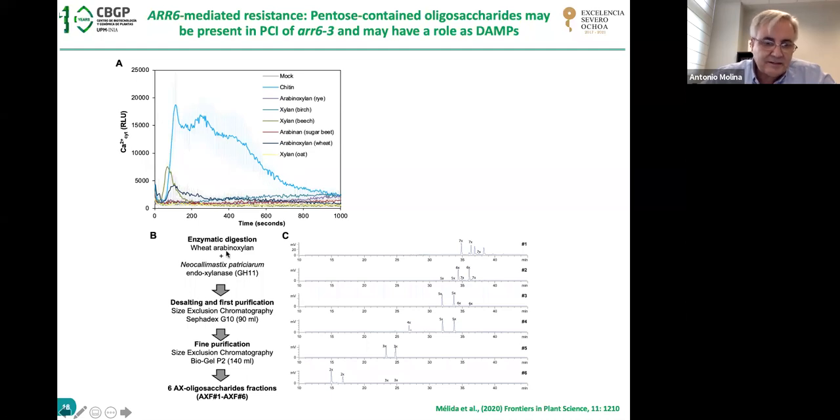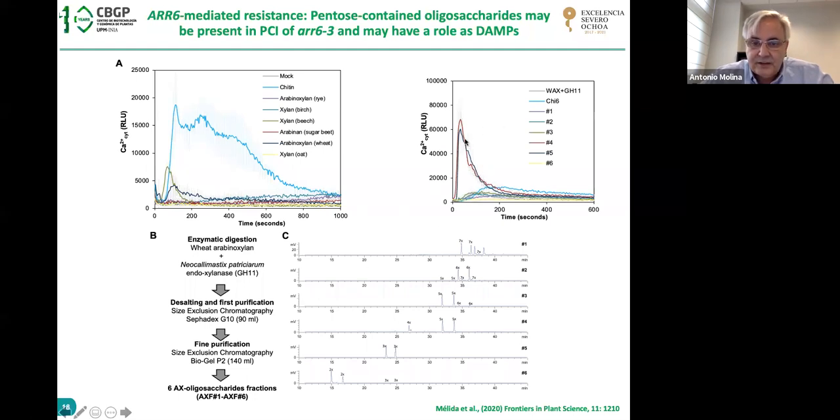Since these are very complex structures, we digested the active structure, and after this digestion we obtained different fractions. Interestingly, some of these fractions, number 4 and 5, were highly active in triggering this calcium burst. We determined by mass spectrometry the composition of these fractions, and you can see here that they mainly contain oligosaccharides of a DP of 5. DP of 5 means that we have 5 pentoses.